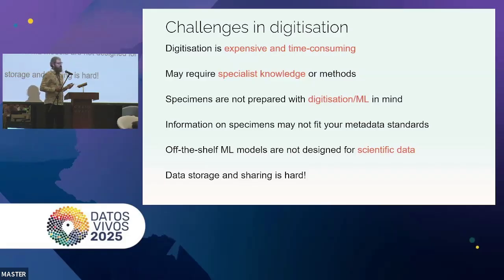I also want to mention that metadata standards are difficult. But also specimens often were not collected with digitization in mind, or with machine learning in mind. So as Rudolf mentioned this morning, we have to think about digitally native specimens in the future when we're collecting them. Can we make sure they will be suitable for machine accessibility?